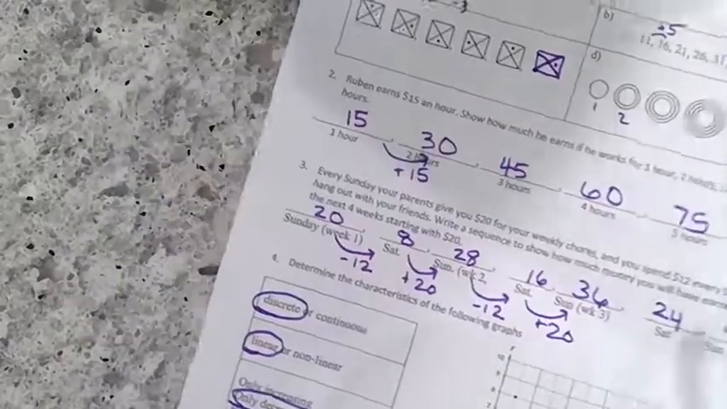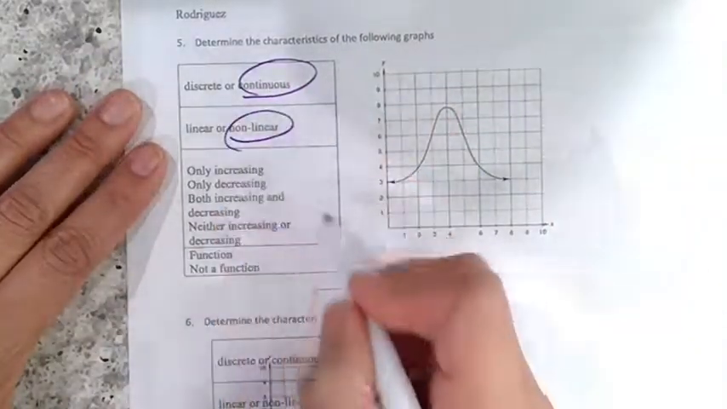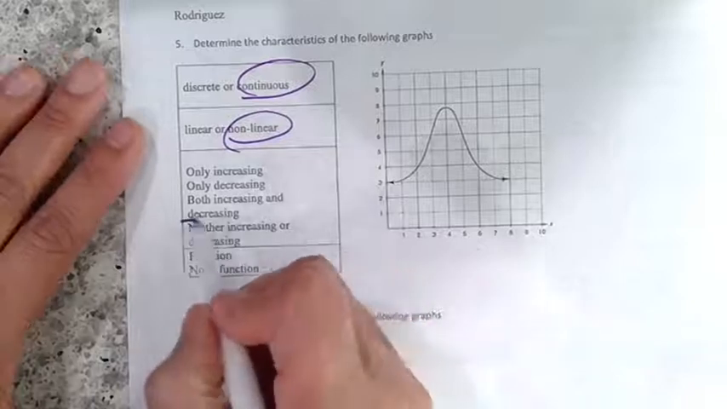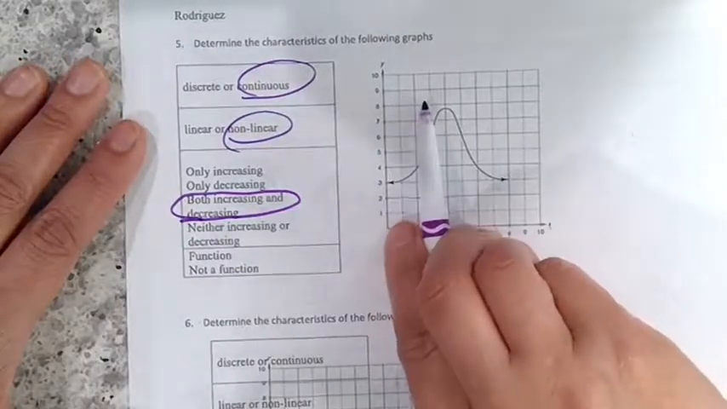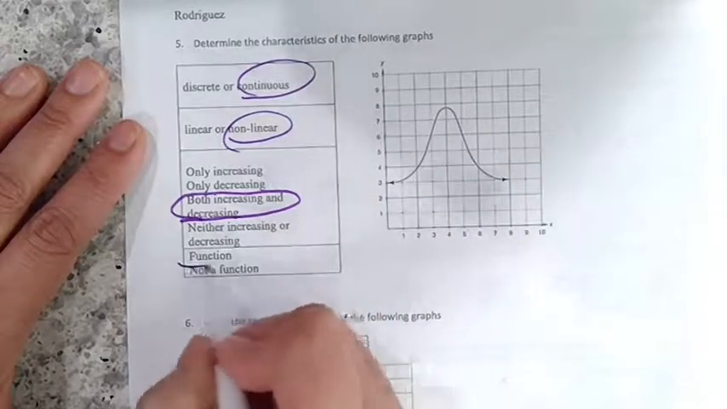The next one, you guys are good with these, it's just vocabulary. So this is definitely continuous. This is nonlinear. This is going up and down. If this were a roller coaster, you would be going up and down, both increasing and decreasing. If you were to draw a vertical line through any part of the graph, it would only intersect at one point. It is a function.